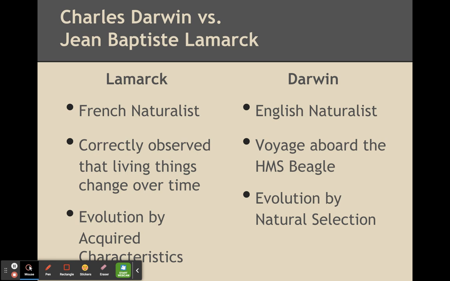The naturalist Lamarck, who we talked about earlier, was a French naturalist, while Darwin was an English naturalist. Lamarck correctly observed that living things change over time. So did Darwin. Darwin observed this on his voyage aboard the HMS Beagle. The main difference, and this is what's most important, is that Lamarck proposed evolution by acquired characteristics. We'll talk about that in 1 second. Where Darwin proposed evolution by natural selection. We're going to talk about how those things are different.